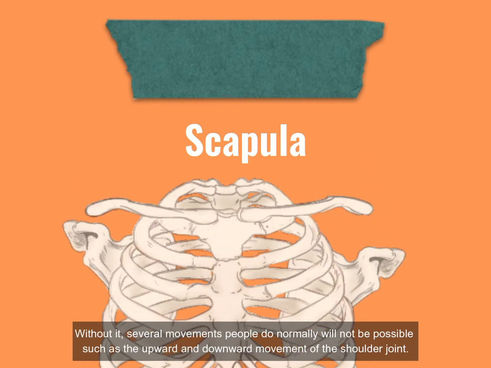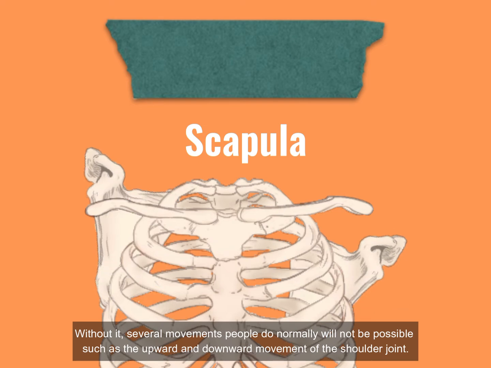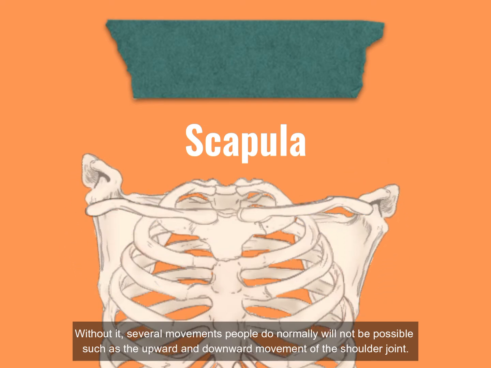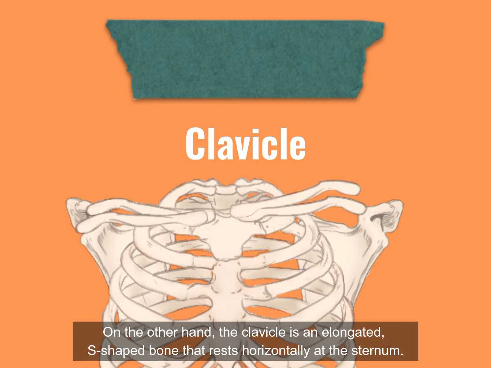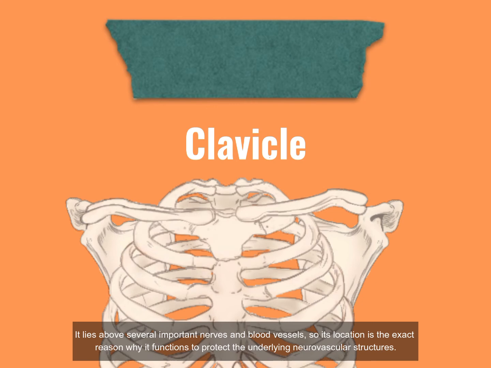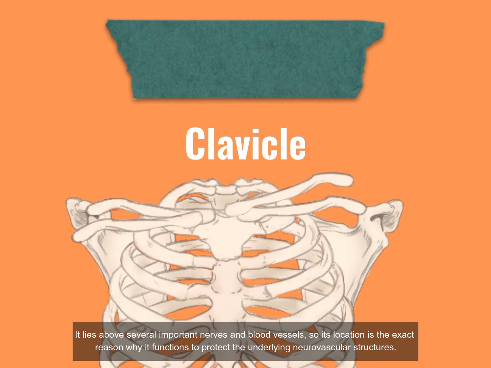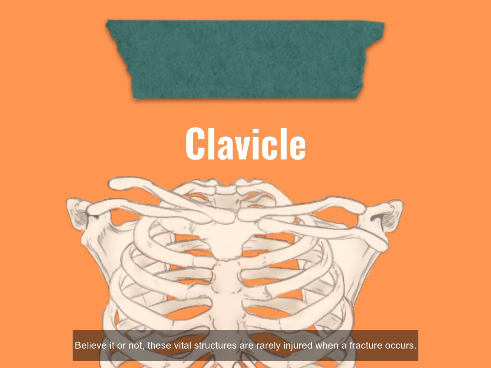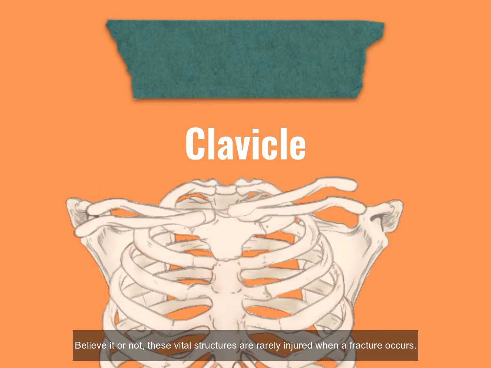Without it, several movements people do normally will not even be possible, such as the upward and downward movement of the shoulder joint. On the other hand, the clavicle is an elongated, S-shaped bone that rests horizontally at the sternum. It lies above several important nerves and blood vessels. Its location is also the exact reason why it functions to protect the underlying neurovascular structures. Believe it or not, these vital structures are rarely injured when a fracture occurs.